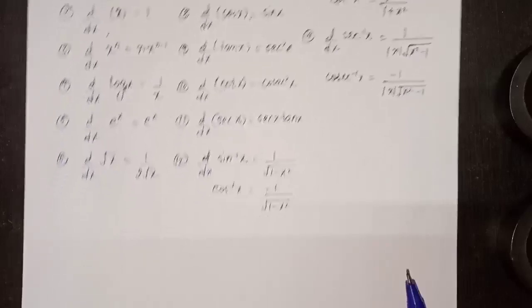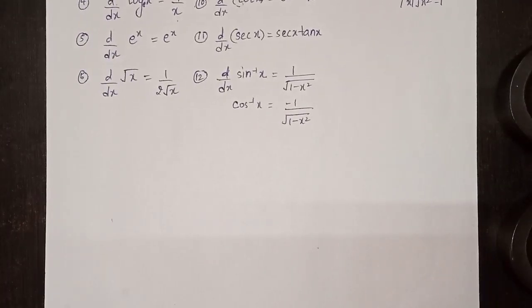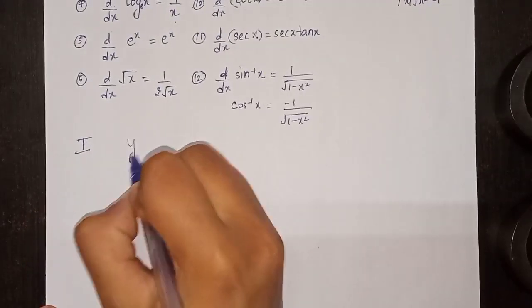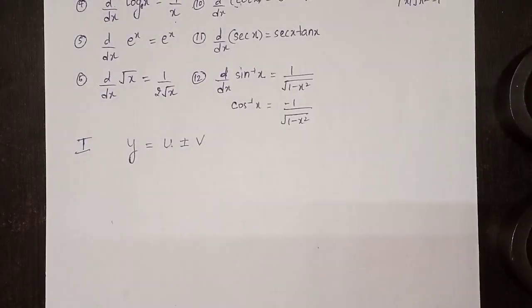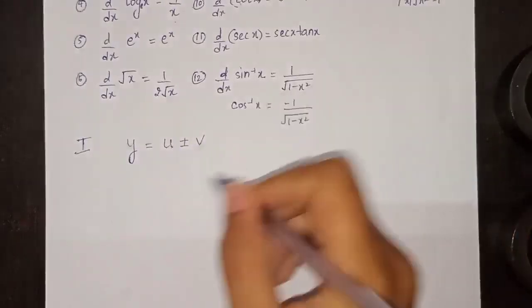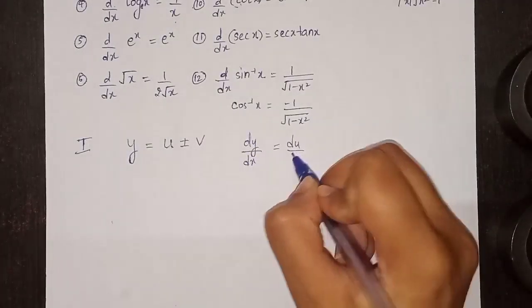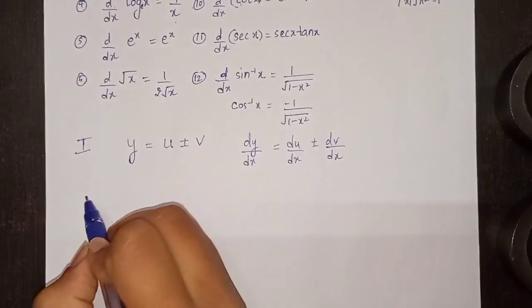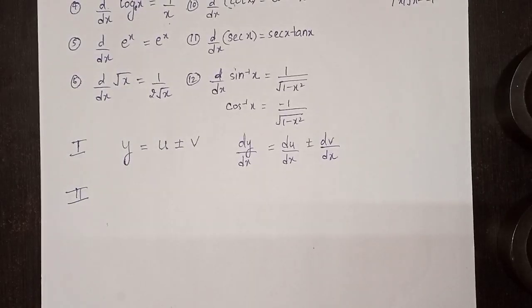Let's revise differentiation of two functions when they are added up. For example, y is equal to u plus or minus v. We have to differentiate this with respect to x. The result will be dy by dx is equal to du by dx plus or minus dv by dx. We'll also solve the questions after writing these basic formulas.